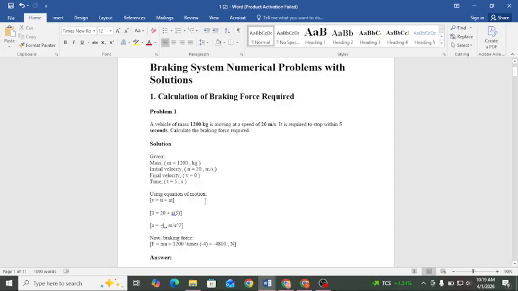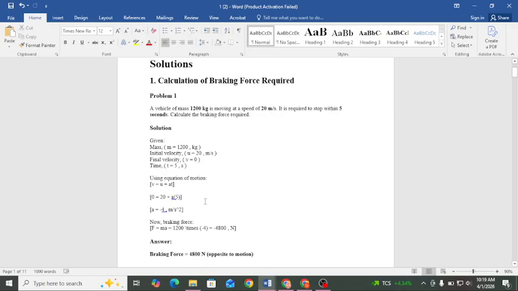Using the velocity equation, v is equal to u, the initial velocity, plus a into t. When we put the given data into this velocity equation, the acceleration is equal to minus 4 meter per second square. It is nothing but the retardation, the inverse of the acceleration.